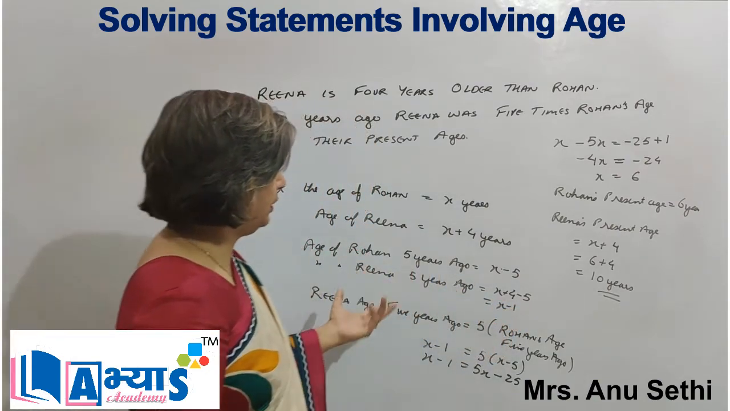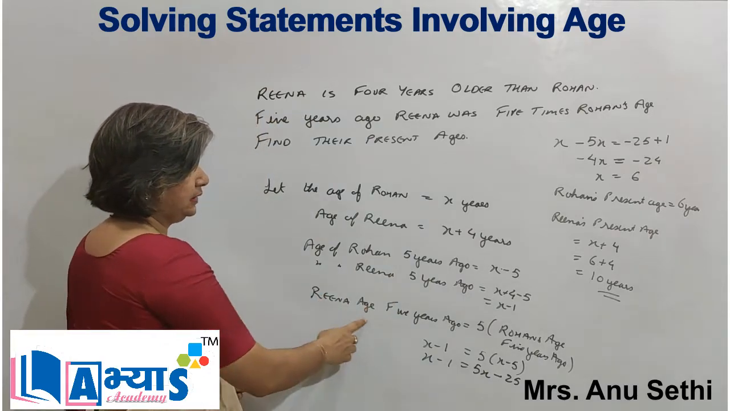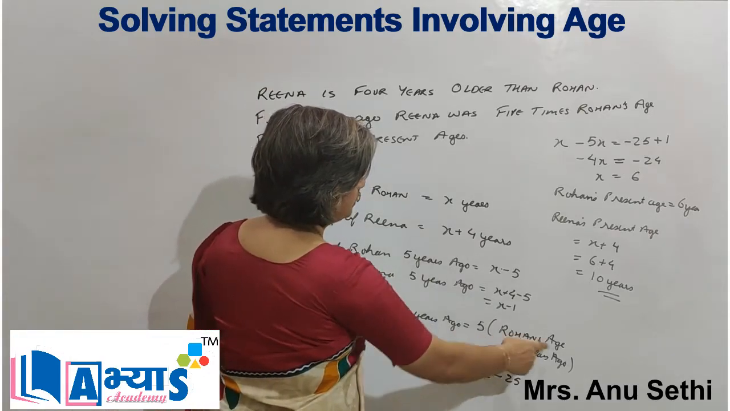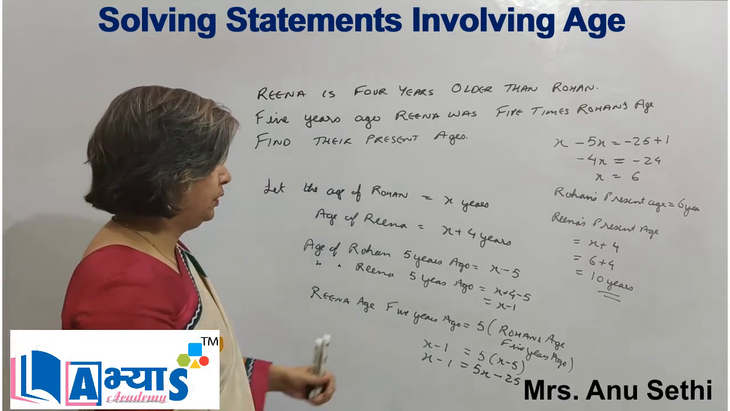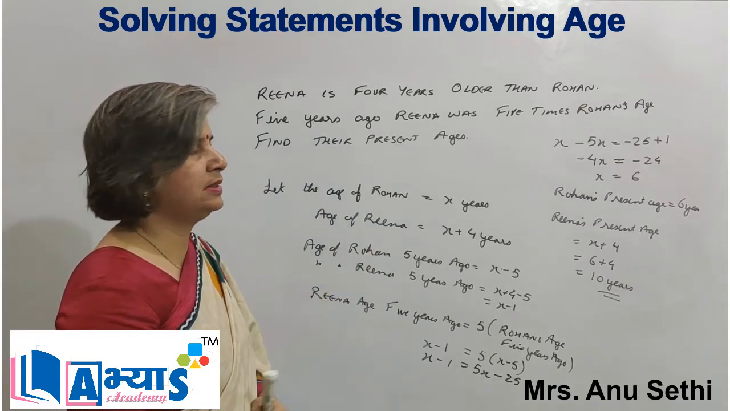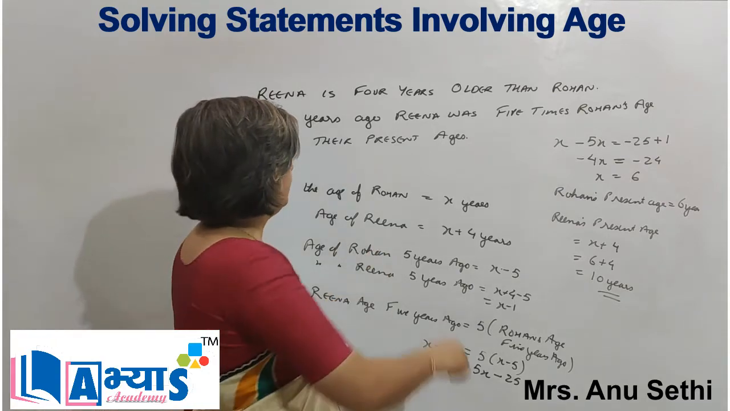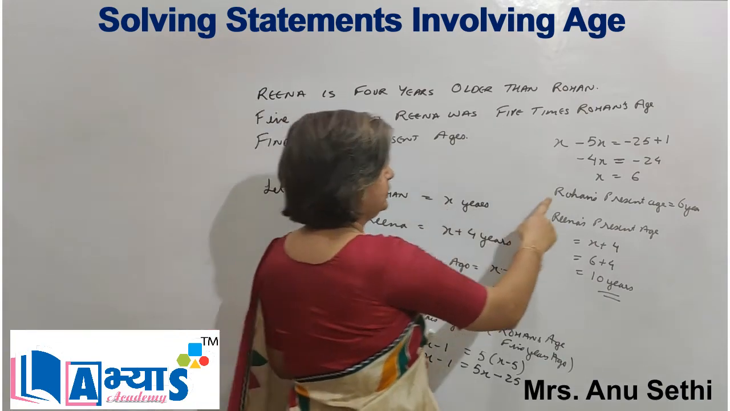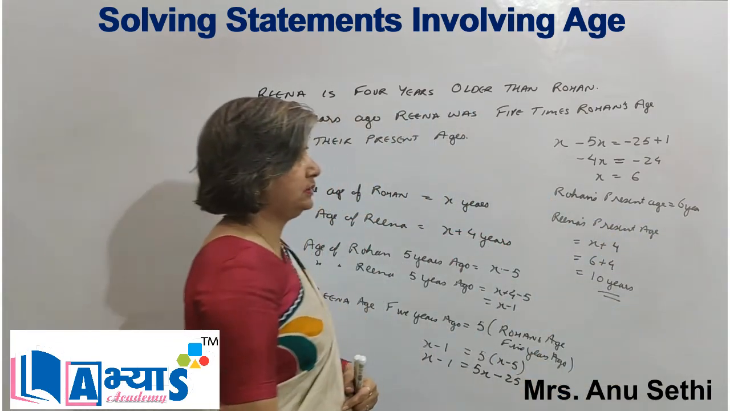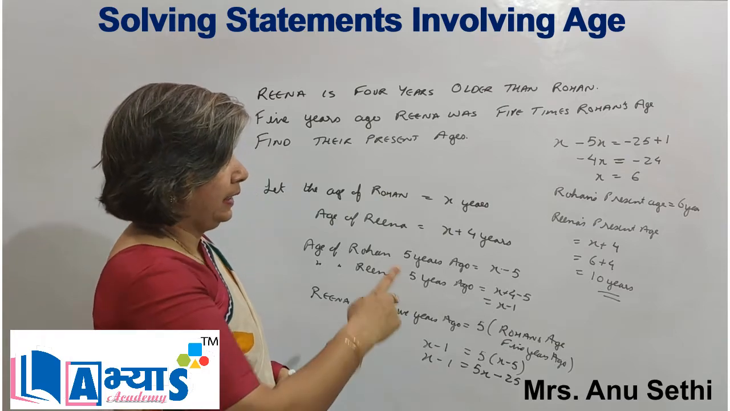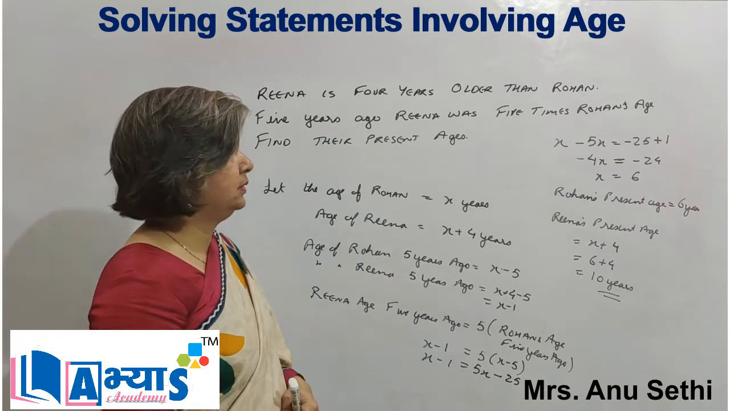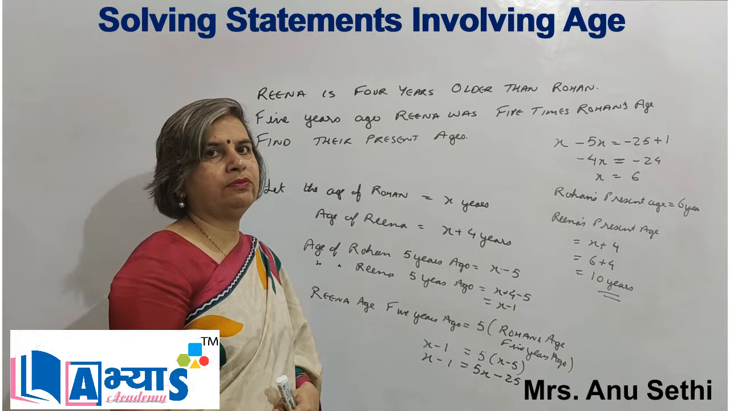According to the question, Reena's age 5 years ago is 5 times Rohan's age 5 years ago. On simplifying the expression, I get x is equal to 6. So Rohan's age is 6 years, and Reena's present age will be x plus 4, that is 10 years. So this is how we can solve this type of questions.